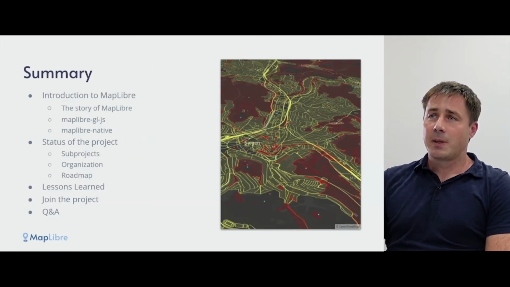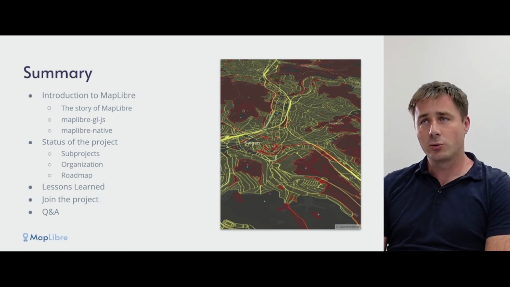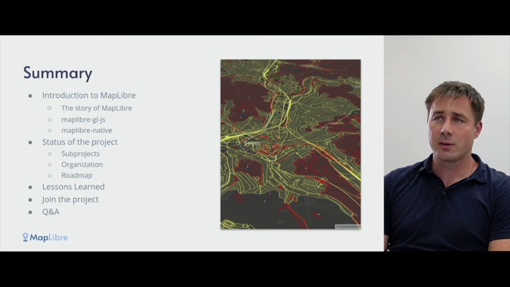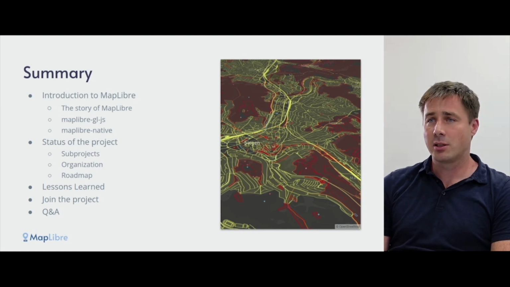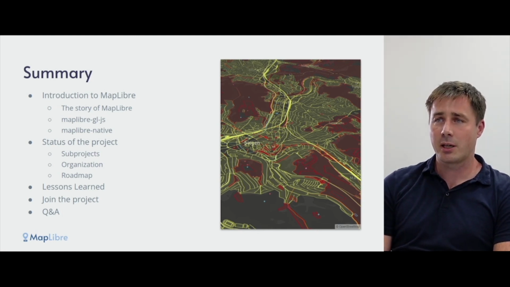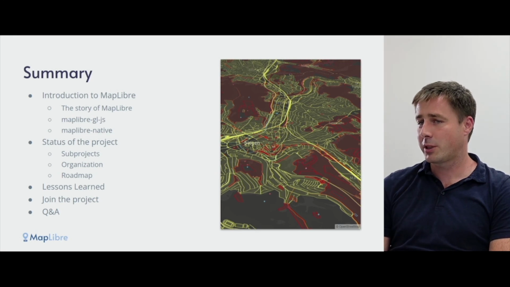So, the summary: we have gone through the introduction of MapLibre. What was the story, the two different versions, the JavaScript and native implementation, status of the project, roadmap, what is coming up, the release 2.0 on JavaScript and new Metal on Android, and what we have learned from the community and how to join the project.